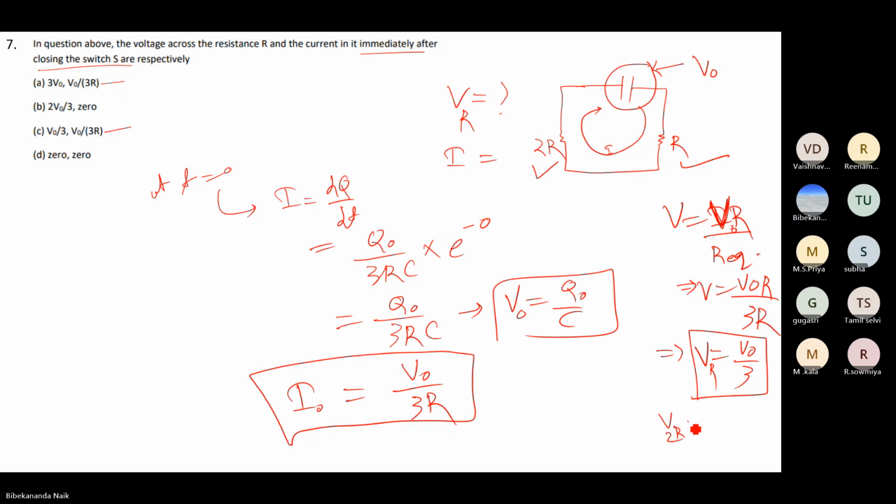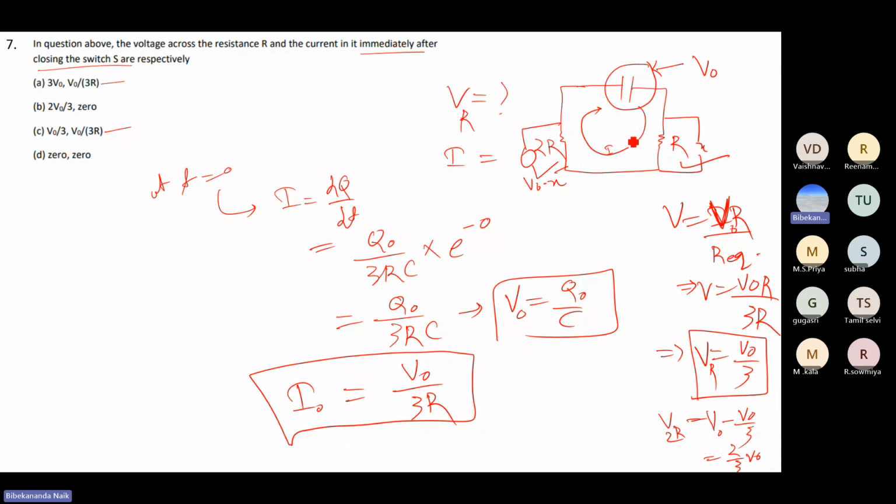2R will be V0 minus V0 by 3, because some voltage X will drop across R and the remaining V0 minus X will drop across this resistance 2R. So it will be V0 minus V0 by 3, which is 2 by 3 V0. It is simple. If this is V0 and the equivalent resistance is 3R, the voltage will be divided in such a way that 2 parts will drop across this 2R and 1 part will drop across this R.